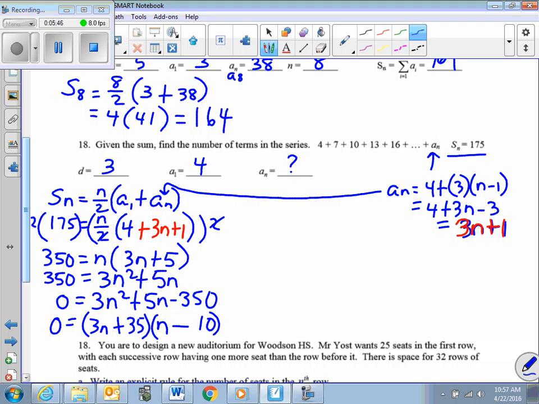So if I solve this, remember, using the zero product property, I know 3n plus 35 equals 0, or n minus 10 equals 0. Well, I know this one is not going to give me a good solution. Why? Because n will be negative when I solve this. I can't have a negative number of terms, so I'm not going to worry about that. So what I know is that n has to equal 10. That means this series has 10 terms in it, and when I add up those 10 terms, the sum is 175.